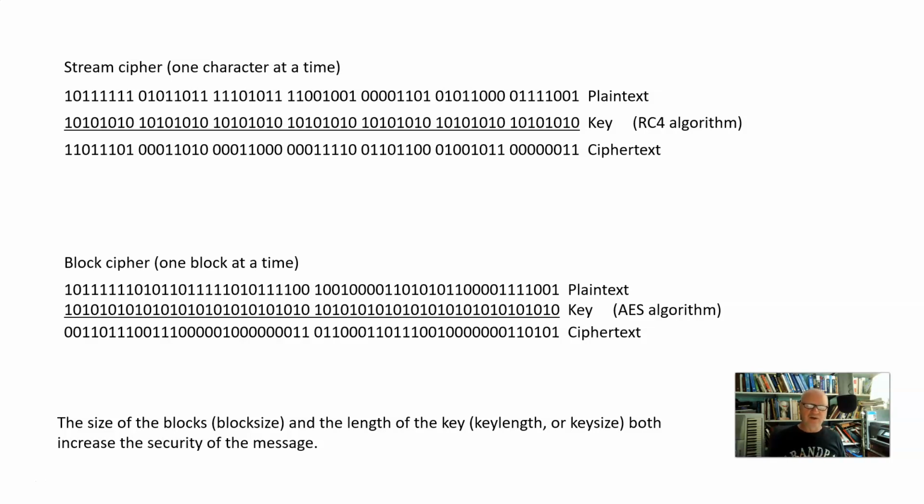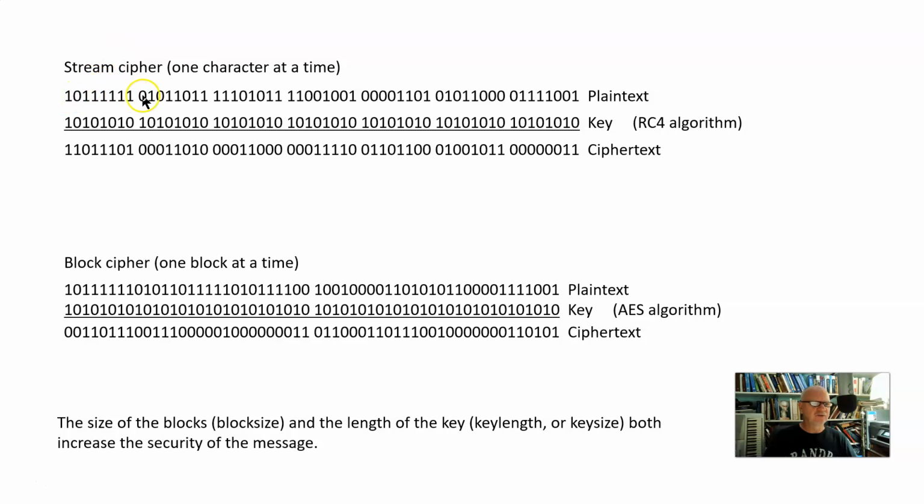One way we could categorize them is by symmetric or asymmetric encryption types, and I have another video on that. But now I'm going to look at another way we can categorize them: by stream or by block. Stream ciphers will encrypt or decrypt one character at a time.